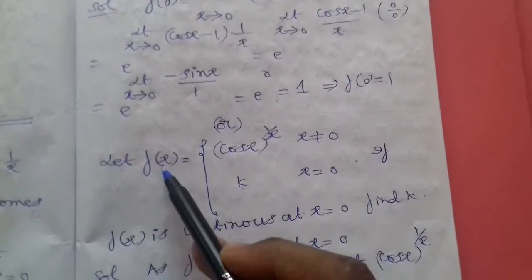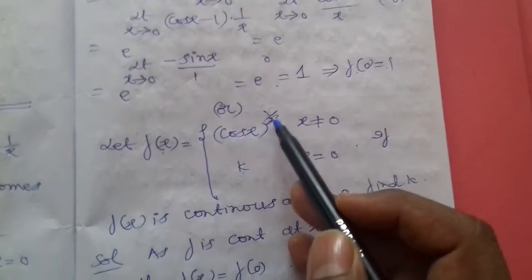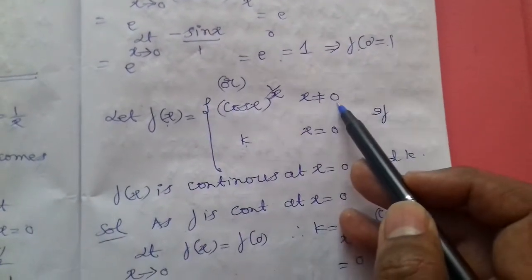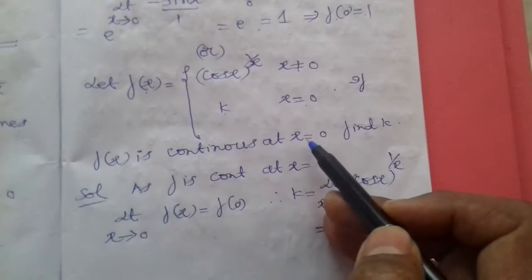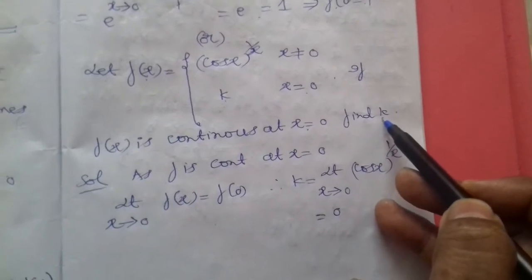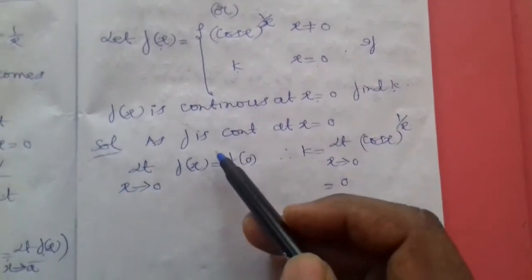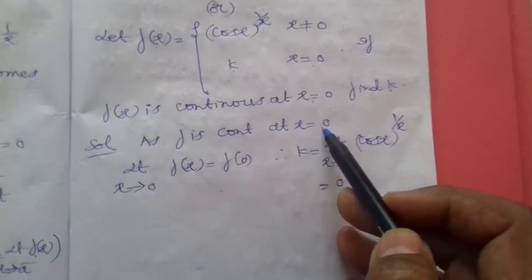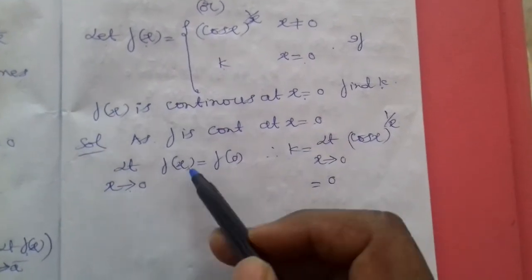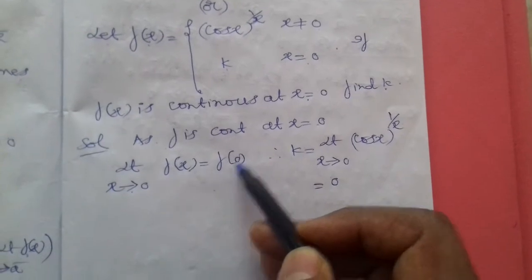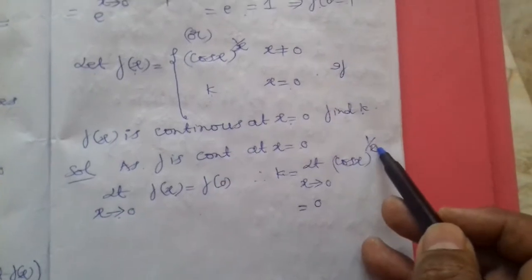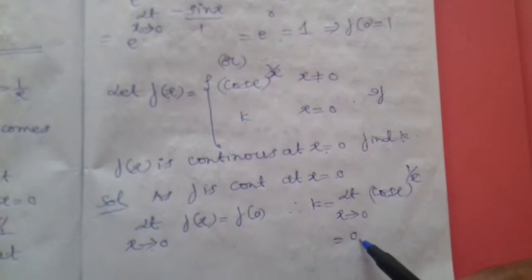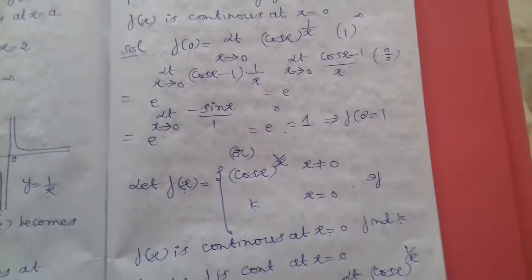This question can be asked like this also. Let f of x equal to cos x to the power 1 by x, x not equal to 0, and at x equal to 0, f is k. If f of x is continuous at x equal to 0, find k. These type of problems are solved the same way. As f of x is continuous at x equal to 0, limit x tends to 0 f of x is f of 0, and f of 0 is nothing but k. That means k is the limit x tends to 0 of cos x to the power 1 by x, which we found out is 1.